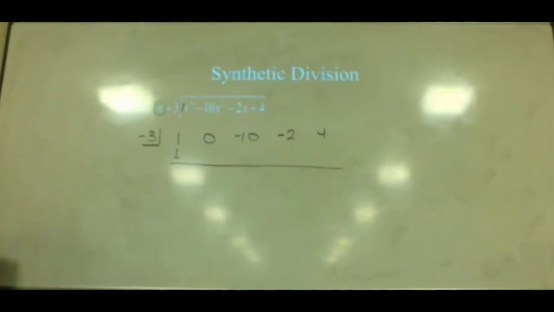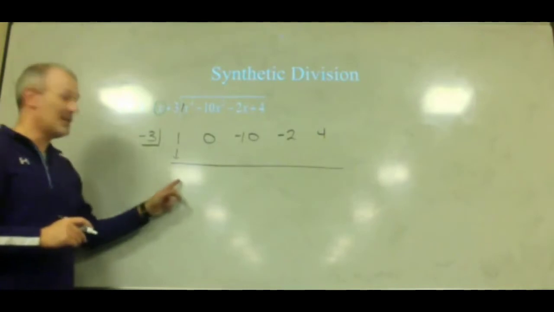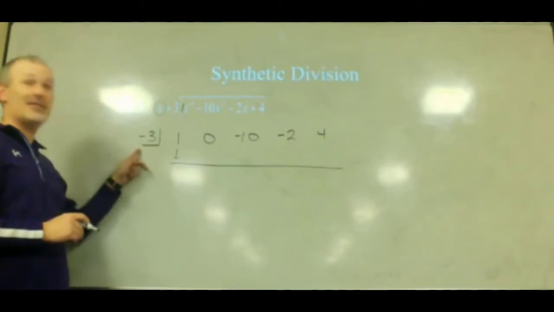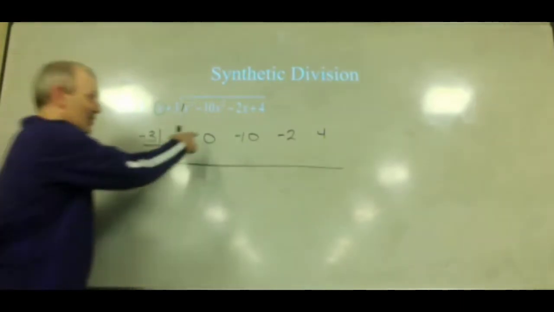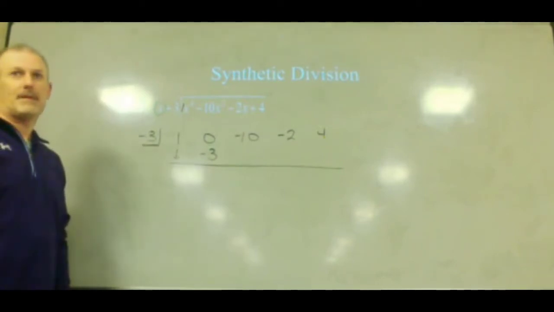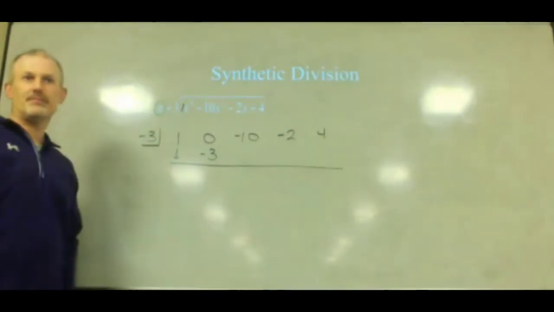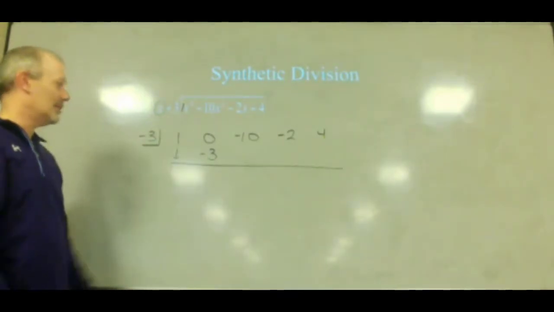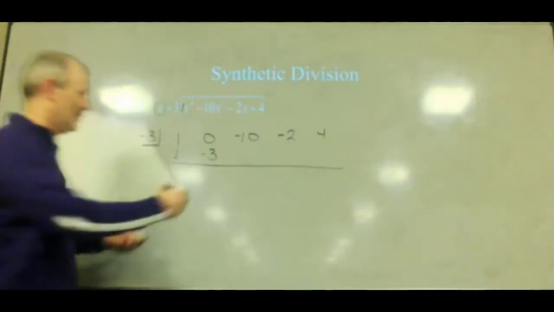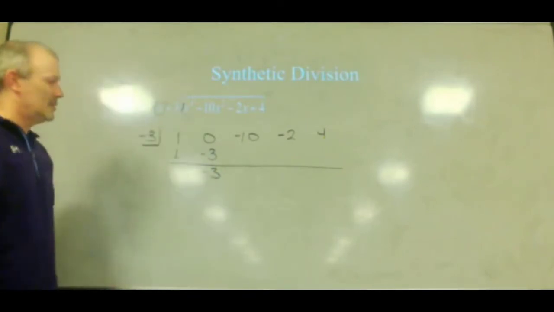Okay? All right, next one. Then what we're going to do is take this number, whatever's on the bottom here, and multiply it by the corner. And 1 times -3 is -3. That goes underneath our next row here. We just drop the 1 down. So 0 plus -3 is -3. We always add. Just might be adding negatives.